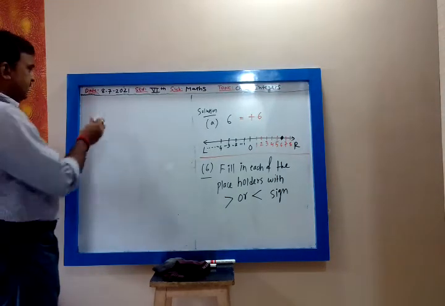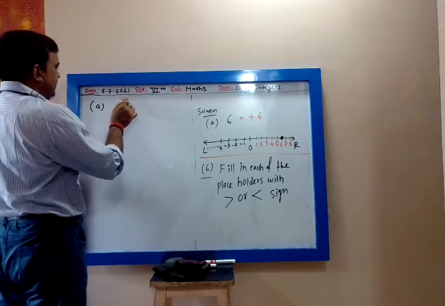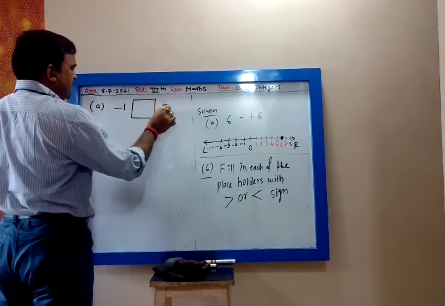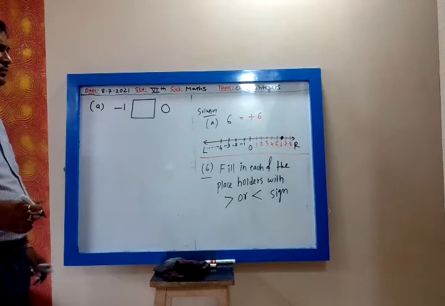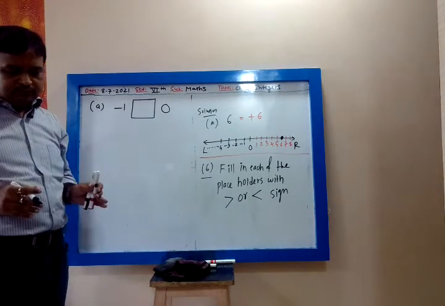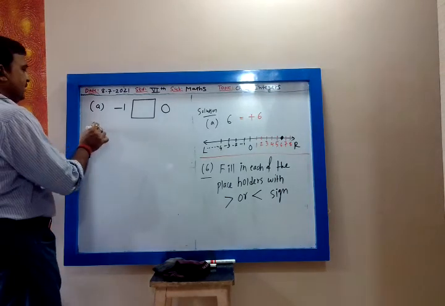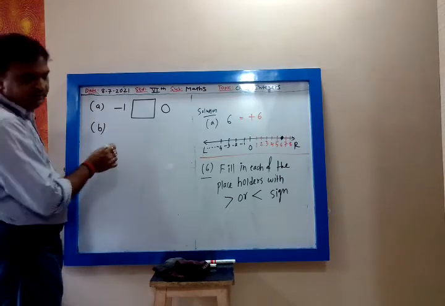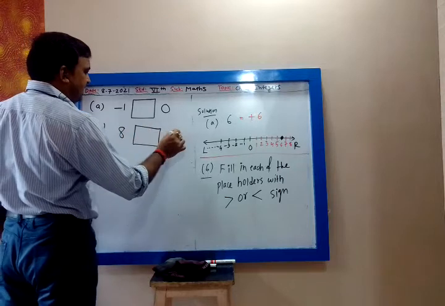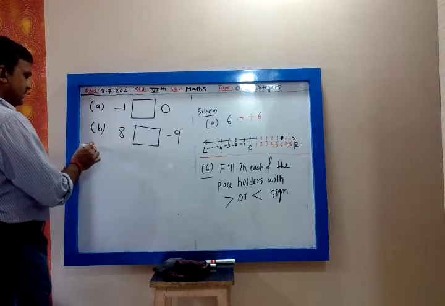Now A, minus 1. No, it is not acceptable always. No, sentence should not be written. Only you have to mark that number. That's all. B, write on this. B, 8 and minus 9. You have to fill the box with the holders. Wait.